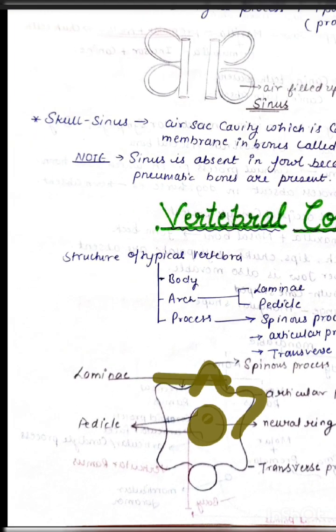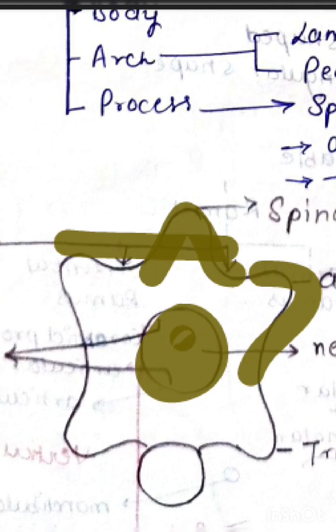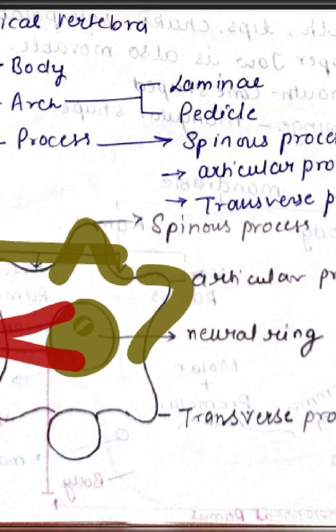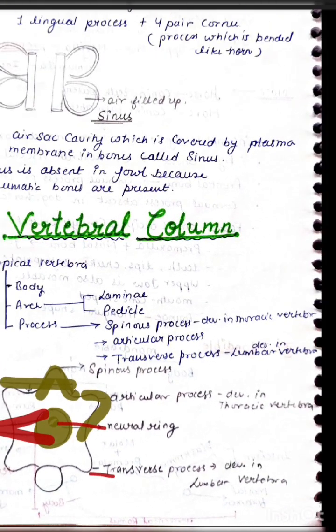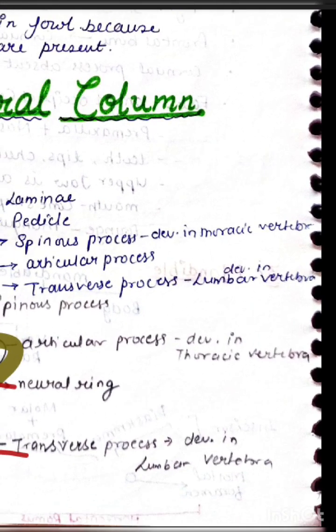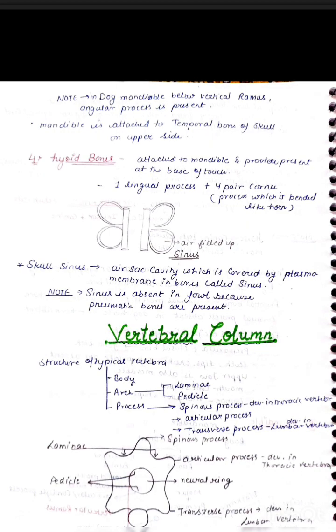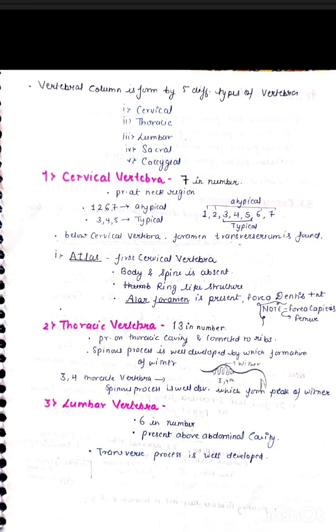These are the pedicles present here. This is the transverse process, and from here the nerves pass out. The articular process is developed in the thoracic vertebra, and the transverse process is developed in the lumbar vertebra. So now this vertebral column part is completed. We have now studied the vertebra in detail.